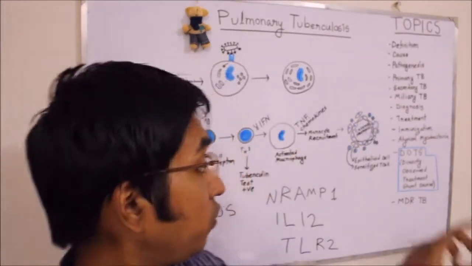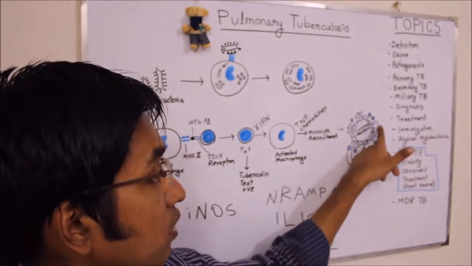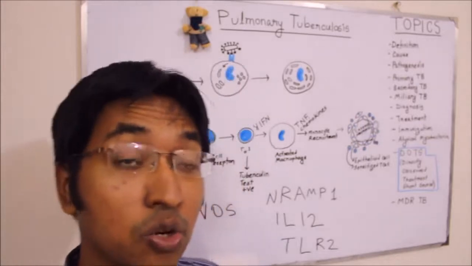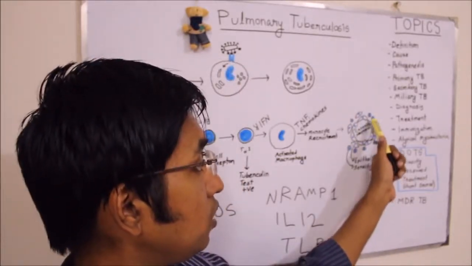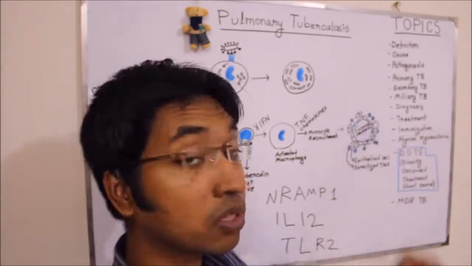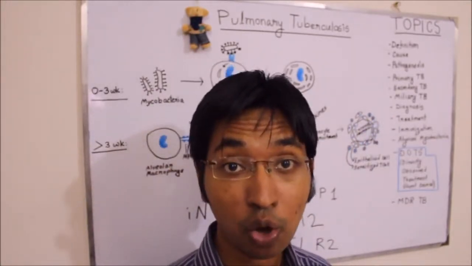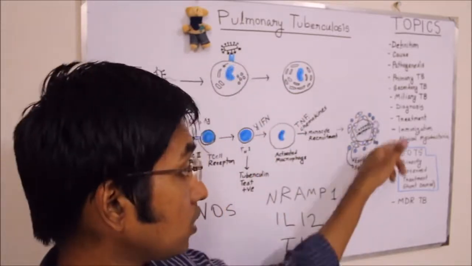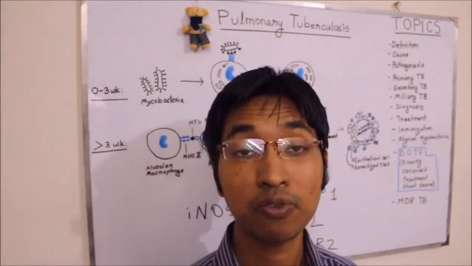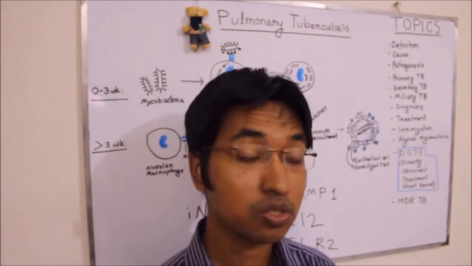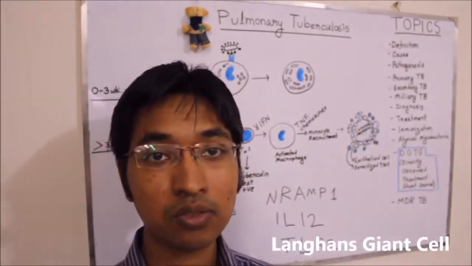giant cells. So here you can see I have drawn one giant cell with multiple nuclei inside the cell, and look at the distribution of the nuclei inside the cell. They are distributed around the periphery, and often in a horseshoe pattern or circular pattern. And this particular type of giant cell that we sometimes see in tuberculous lesion is known as Langerhans giant cell.